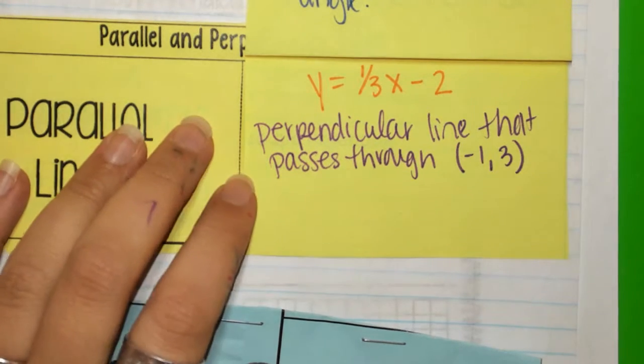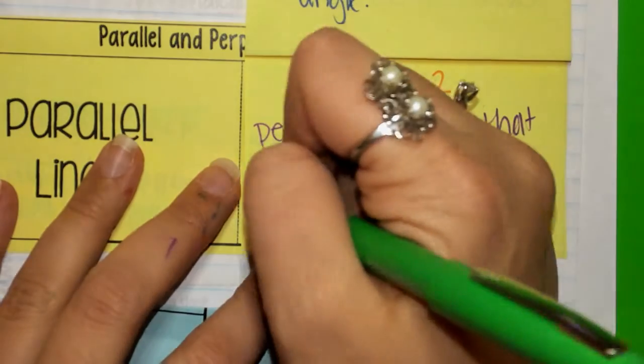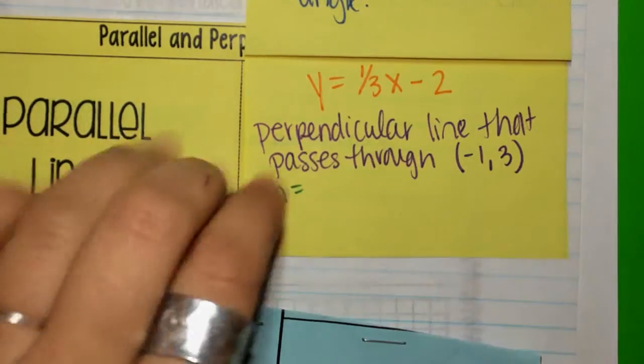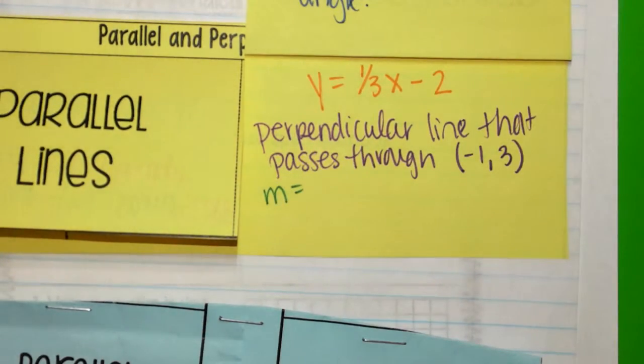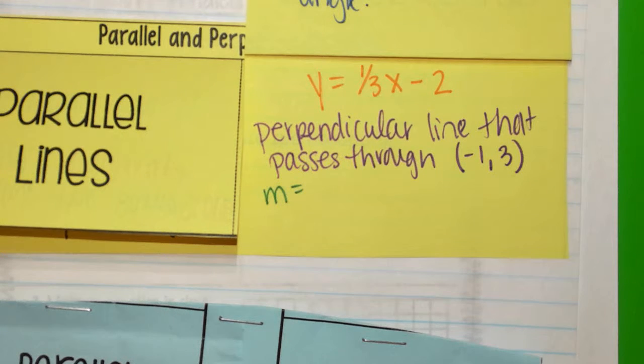All right. So first, we need to figure out what our slope is. We're looking for the perpendicular line. So who can raise their hand and not scream at me? What's the slope of our new line? Is it 3? Tell me what the slope is. Negative 3 divided by what? So it's just negative 3.